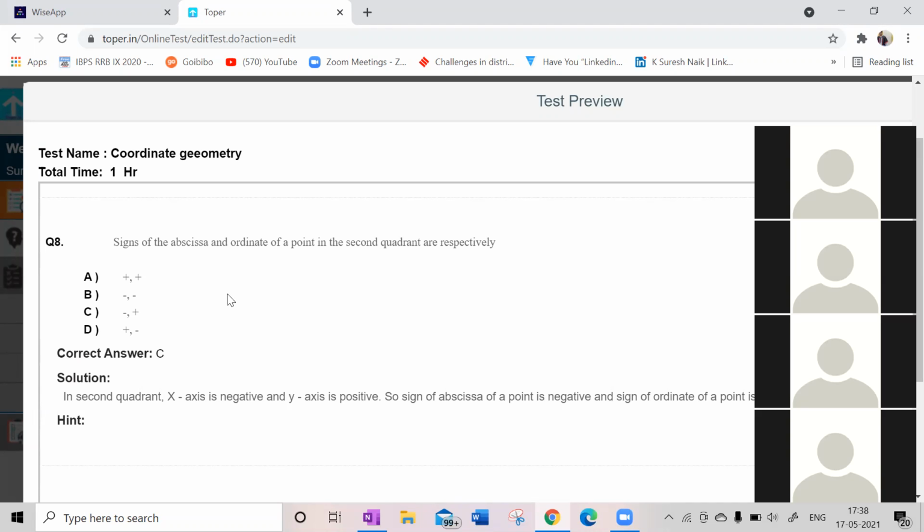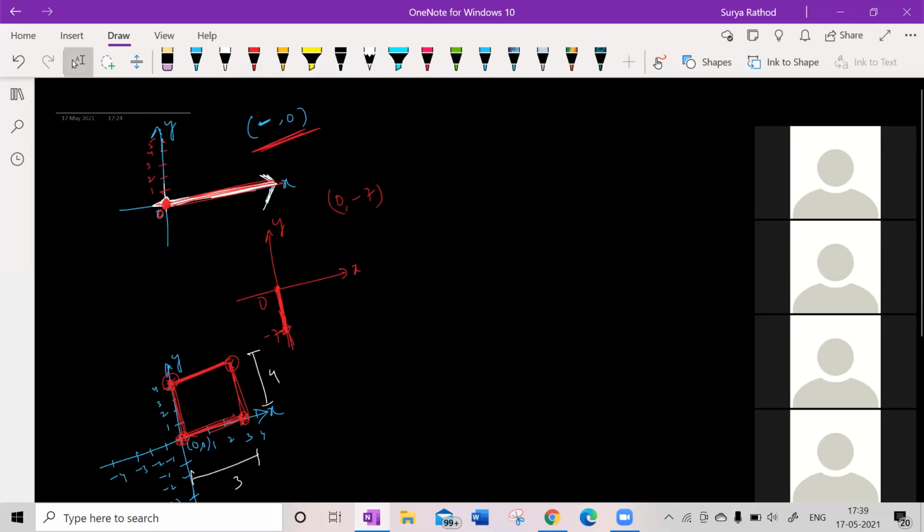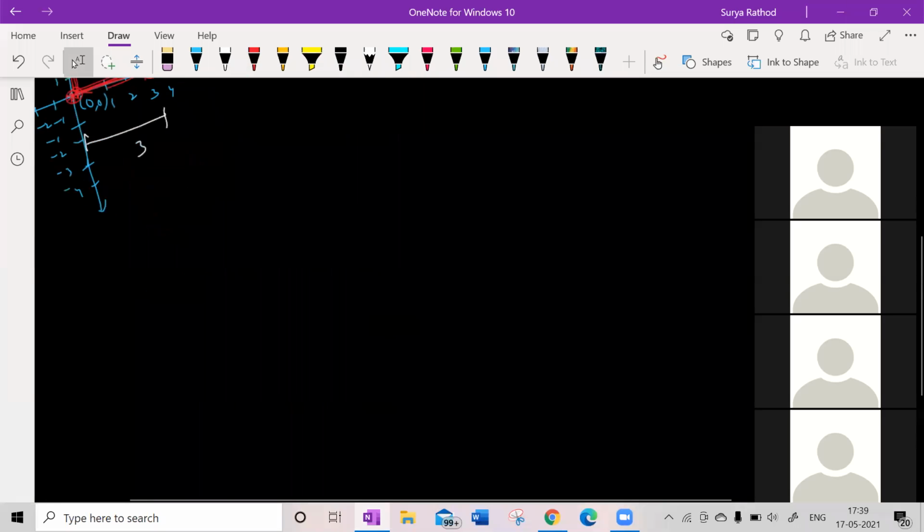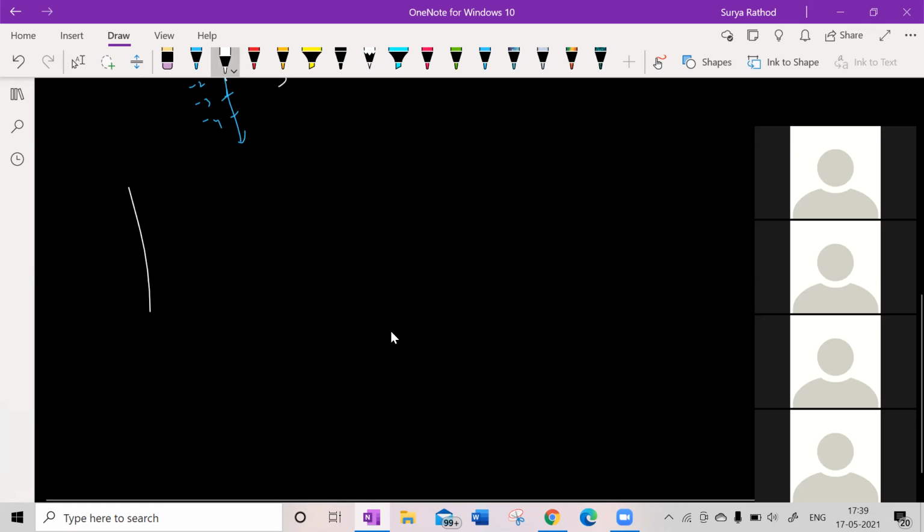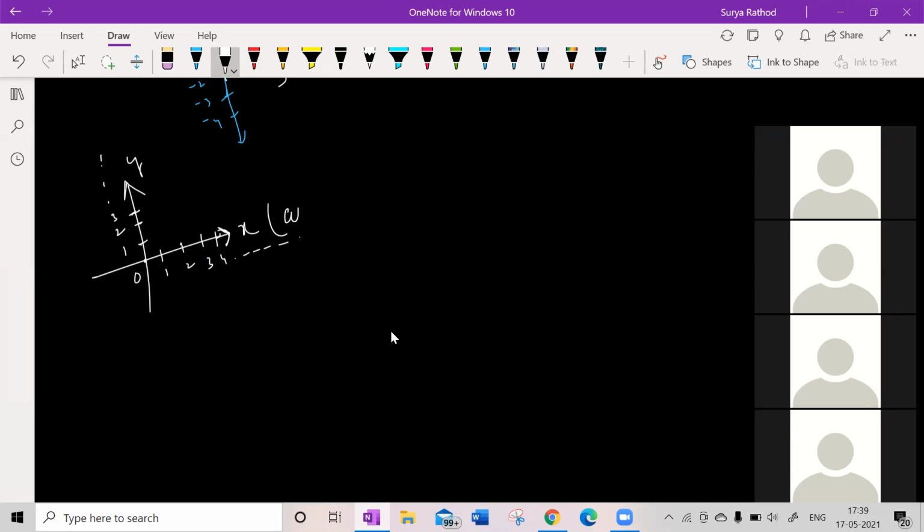No, sir. Sir, can you once again explain abscissa and ordinate? I got confused between them. Cool. Look at this here. Everyone try to understand. Basically, if this is my x-axis and this is my y-axis, whatever the coordinates I write on the x-axis are called the abscissa.